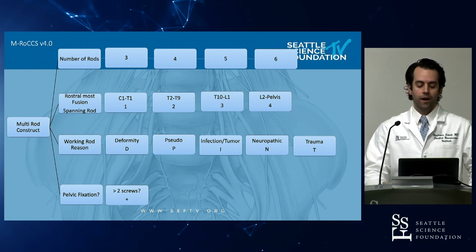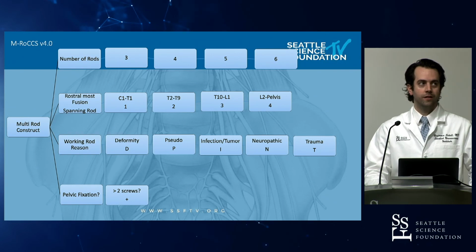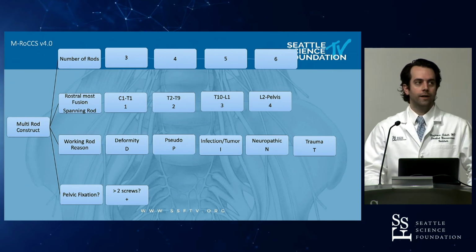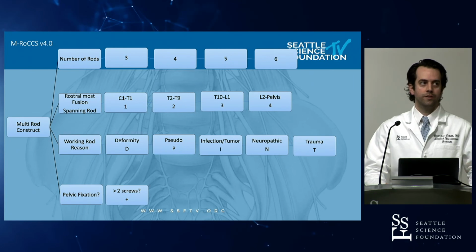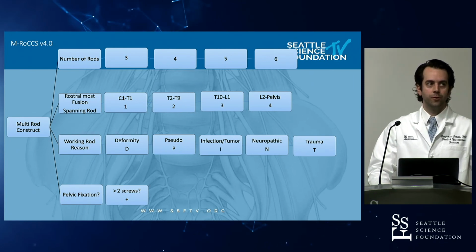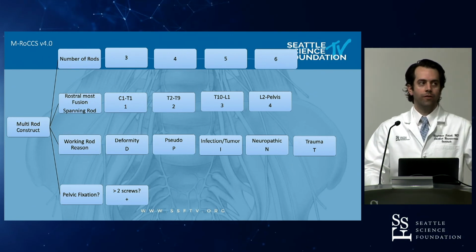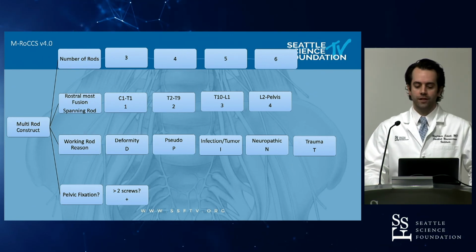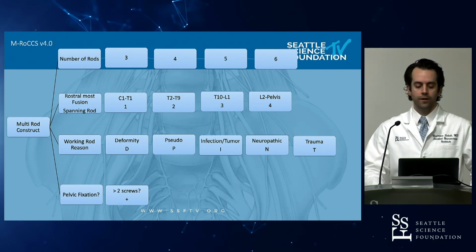Then the rostral-most fusion of the spanning rod, we're calling that the spanning rod that spans the area of concern. And then the working rod reason would be the main indication for the surgery, listed there: deformity, pseudoarthrosis, infection or tumor, neuropathic spines or trauma. And then that bottom one there is the pelvic fixation, how it's affixed to the pelvis.